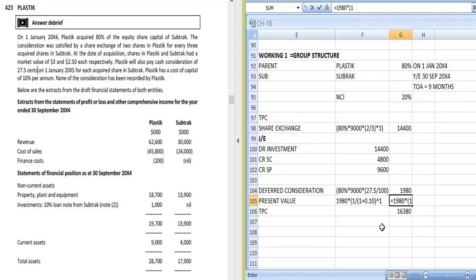Into 1 divided by 1.10 power. In case of 2, like if this amount has to be paid after 2 years, here we will do power 2. But here we will pay this amount after 1 year, so we will only do 1. Okay. So 1981. Okay, yeah, fine. So this is the present value.